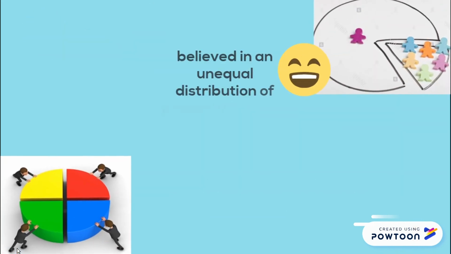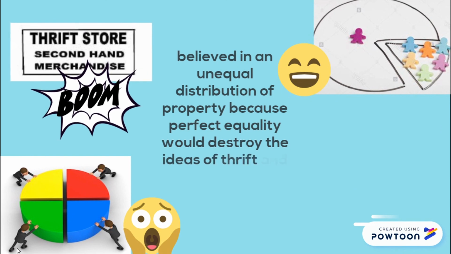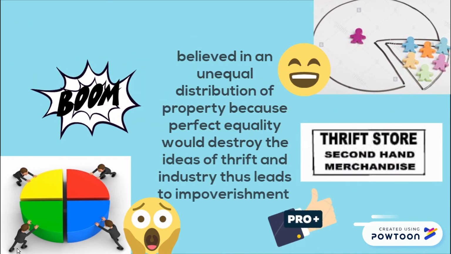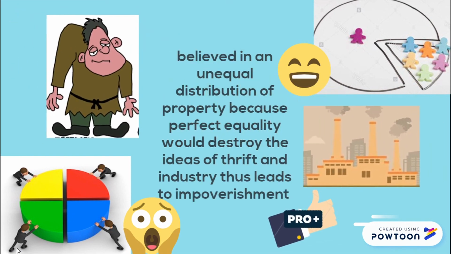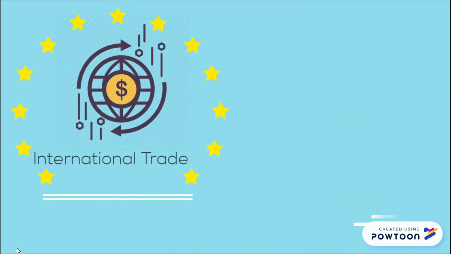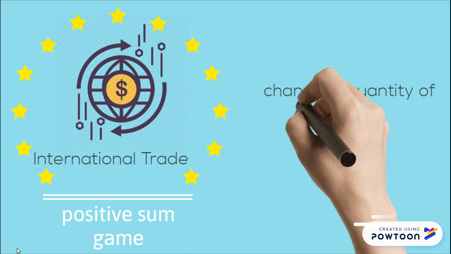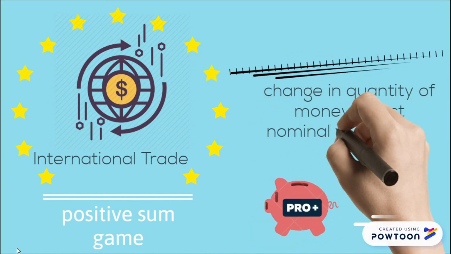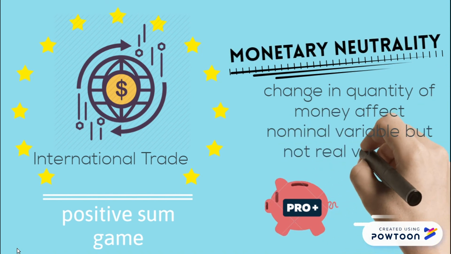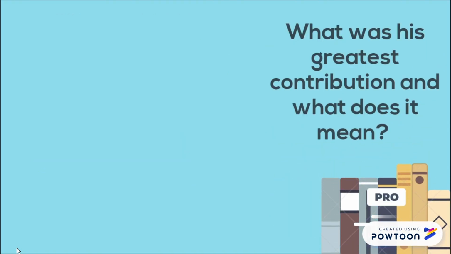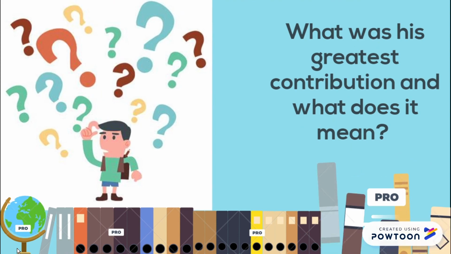Hume believed in an unequal distribution of property, because perfect equality would destroy the ideas of thrift and industry, and thus lead to impoverishment. Hume is saying that international trade is a positive sum game. He also says that a change in the quantity of money affects nominal variables but not real variables, which is called monetary neutrality. Questions. What was his greatest contribution? And what does it mean?